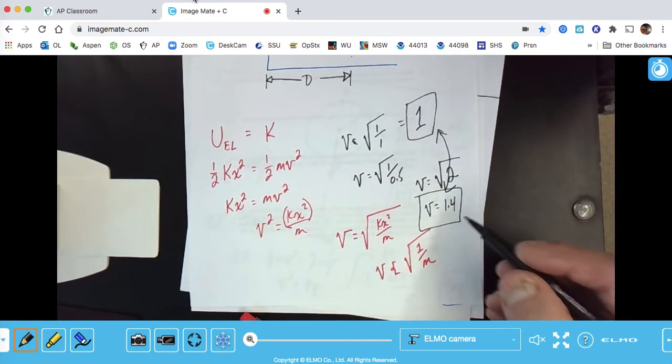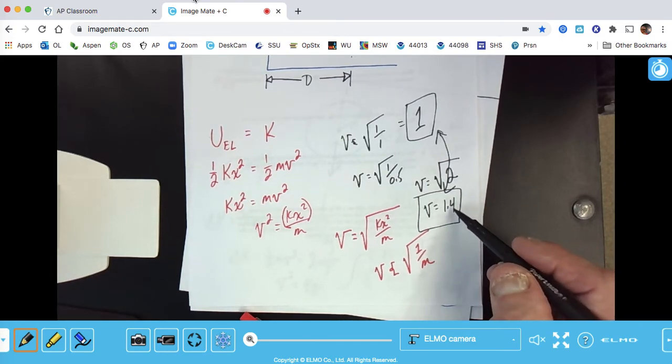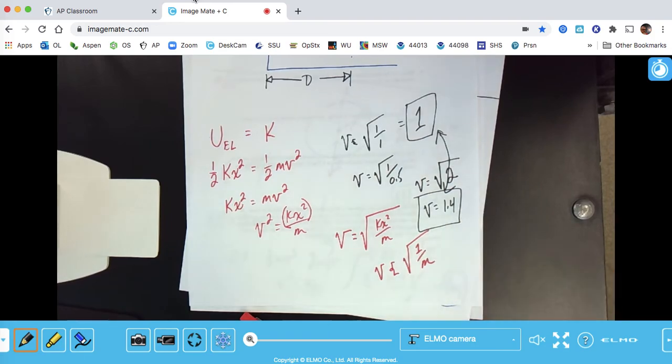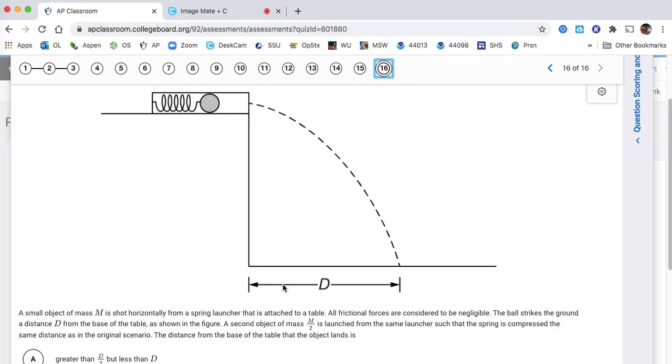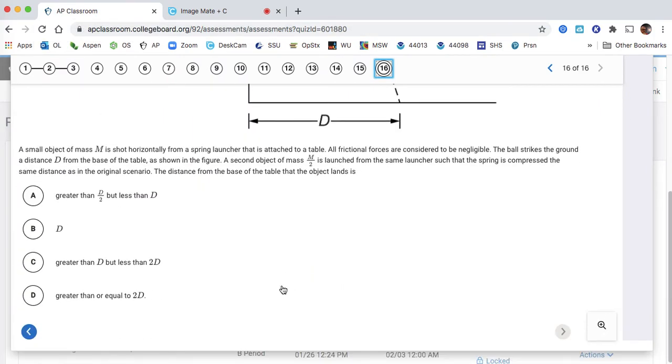It's going faster on the second launch, but not by a factor of 2, by a factor of 1.4. So it's going to go 1.4 times farther than the first one did. Greater than D, but less than 2D. What did I say? 1.4. It's going to go 1.4D. C's our answer.